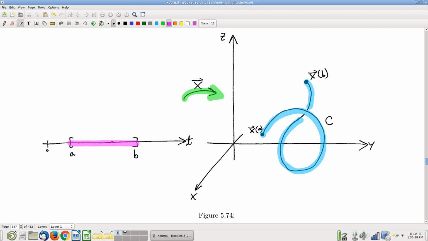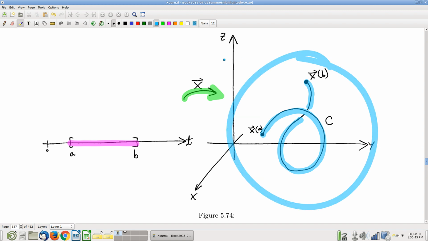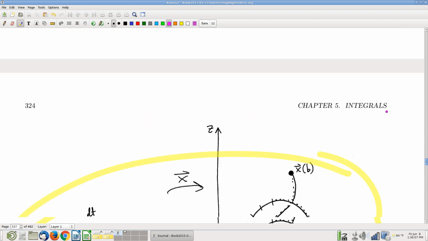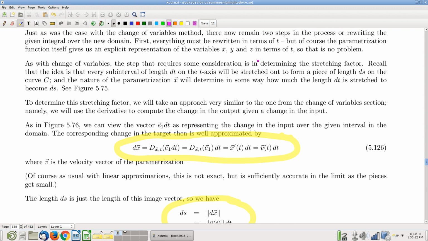Okay. And then the idea will be that the integral that we have defined here, you do a pullback. You pull back through the parameterization and end up with an integral on the t-axis, good old Calc 1 integral that you can totally compute. All right. The missing ingredient here, of course, is the stretching factor. How do we compute the stretching factor? There we go. Got to figure out that stretching factor.